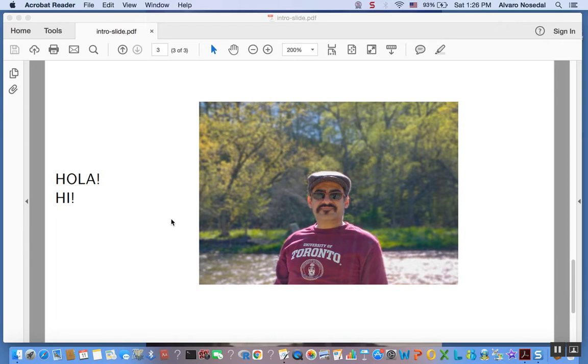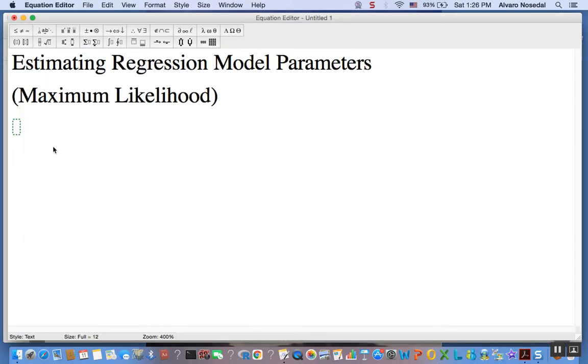In this video, we will talk about another method to estimate parameters of our regression model. The method we will discuss is maximum likelihood. As usual, it would be a good idea to start our discussion in the context of an example. In this case, you will see it will be an old example.